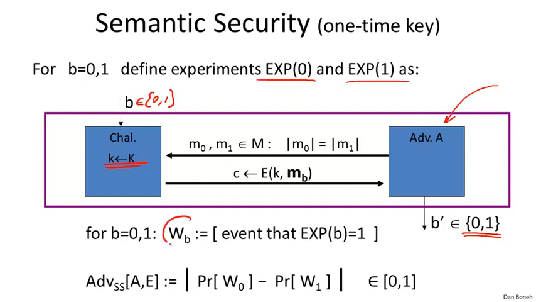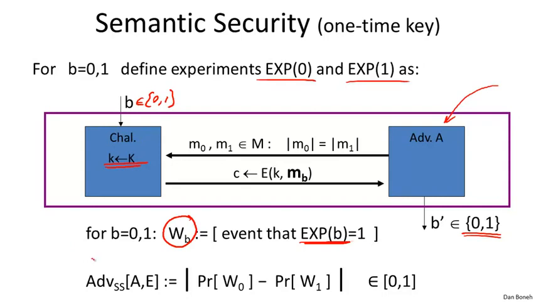Here's a little bit of notation. Let's define the event W_B to be the event that in experiment B, the adversary outputs 1. That's just an event. In experiment 0, W0 means that the adversary outputs 1. In experiment 1, W1 means the adversary outputs 1.